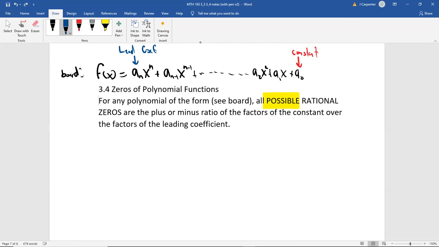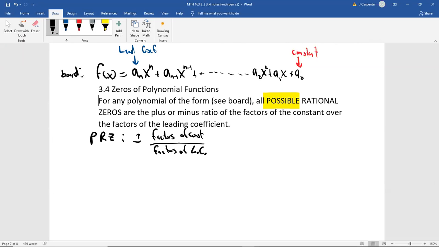So the factors of the constant, this is the top, and then over the leading coefficient, this is the bottom. So your possible rational zeros, which I write as PRZ, are plus or minus the factors of the constant divided by the factors of the leading coefficient. I'm just really abbreviating there. So this is a whole series of numbers.